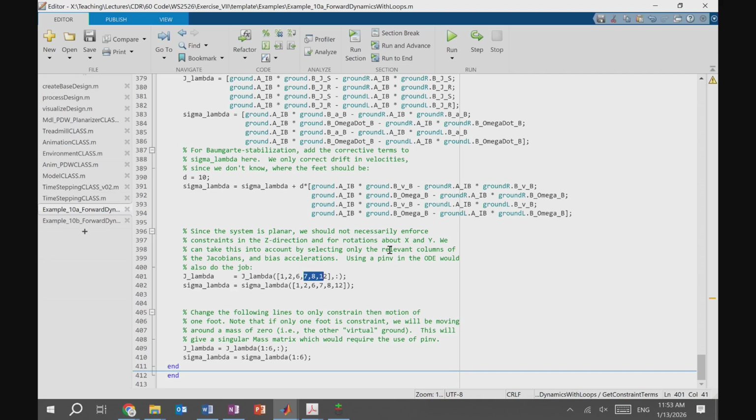Yes? For example, when the left foot is lifted off the ground, would you still consider it a joint? You would not enforce the loop, right?